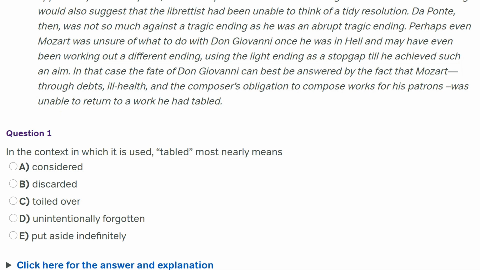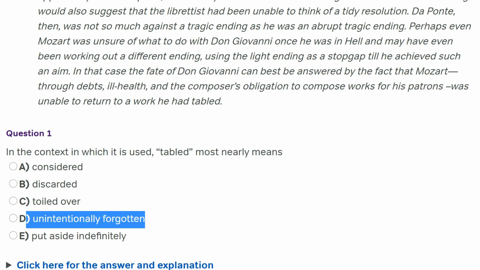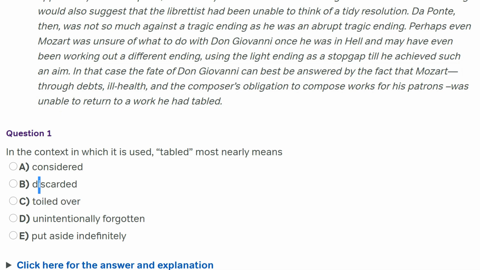In other words, he wanted to finish that ending, but he was unable to return to work on it. Not unintentionally forgotten, toiled over, not really discarded. He hadn't discarded it. He wanted to finish it. Considered is too weak. He wasn't just thinking about it. He wanted to. He just couldn't finish it for all these reasons. Put aside indefinitely feels good. He had to put it aside and wanted to finish it, but never actually could because of all these reasons, indefinitely, without a time limit.